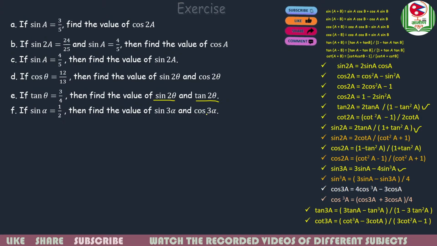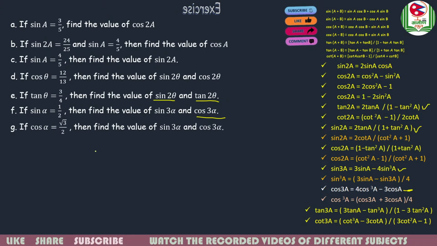Again here, cos 3A equals, we know cos 3A equals 4 cos cube A minus 3 cos A, but here sin alpha is given, so we will apply cos alpha equals root under 1 minus sin square alpha, and we will obtain the value of cos alpha, and using this value we can obtain the value of cos 3 alpha using this relation, that is cos 3 alpha equals 4 cos cube alpha minus 3 cos alpha.